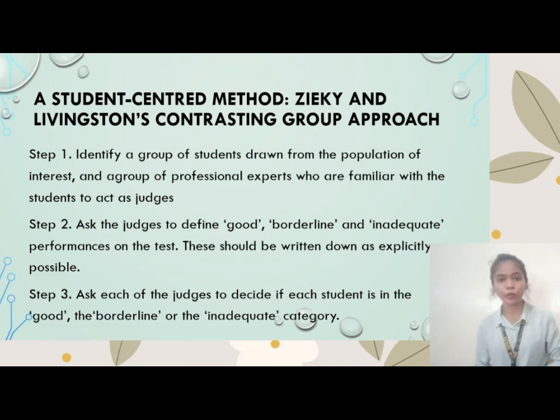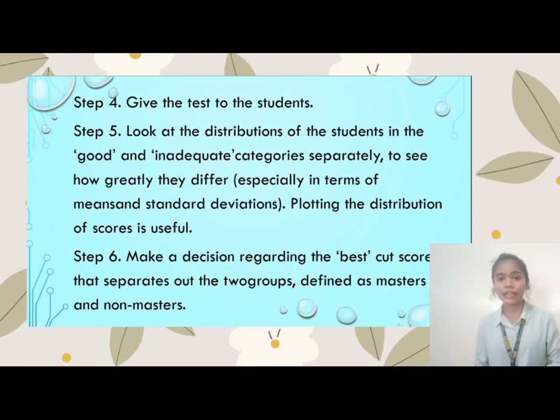experts who are familiar with the students to act as judges. Step 2. Ask the judges to define good, borderline, and inadequate performance on the test. These should be written down as explicitly as possible. Step 3. Ask each of the judges to decide if each student is in the good, the borderline, or the inadequate category. Step 4. Give the test to the students.